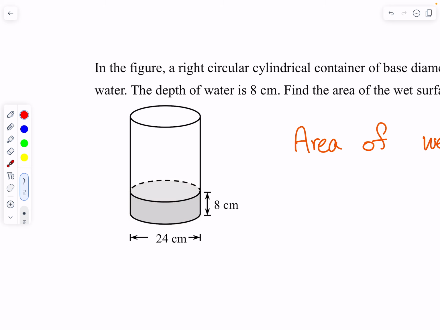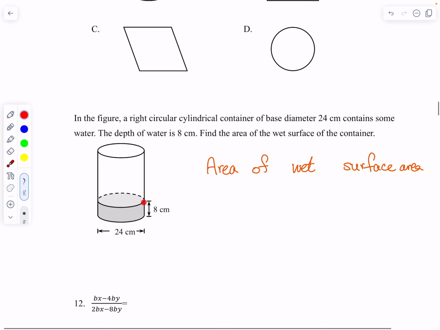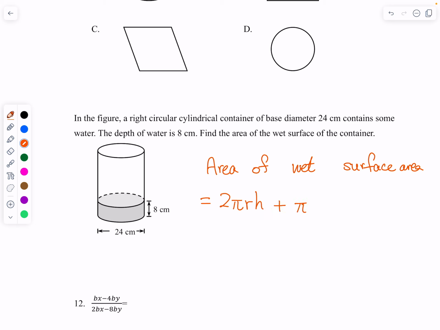So for that glass, which parts are already wet? And I need to know those wet parts only. So how do we calculate that? So we will calculate it as the circular curved one first, and then also add up one circle at the bottom. So it will be 2 pi RH, and also the area of a circle at the bottom.